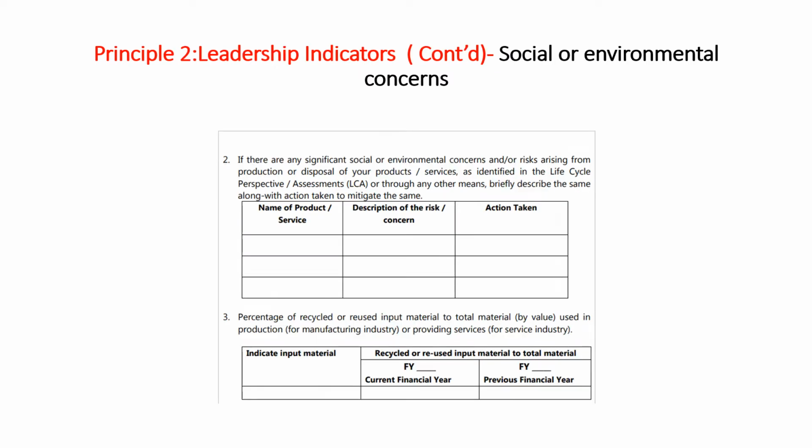The next is about social and environmental concerns. This is again voluntary in nature because it is a leadership indicator, meaning if there is any significant social or environmental concern or risk which came out from your life cycle assessment, and what is the action taken to reduce or mitigate the same. So the name of the product or service, the description of the risk or the concern, and the action taken need to be given here in this format.